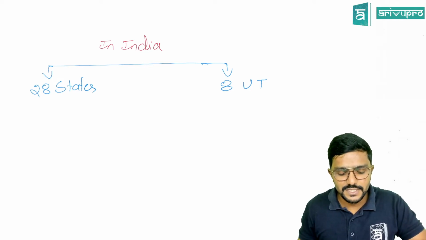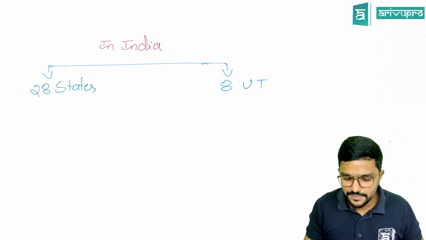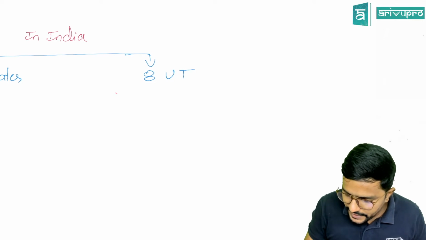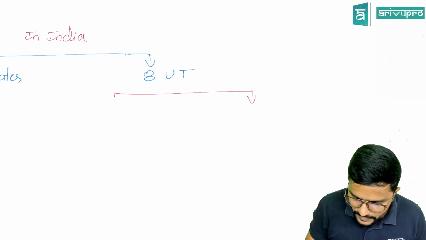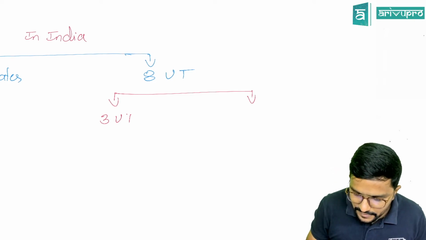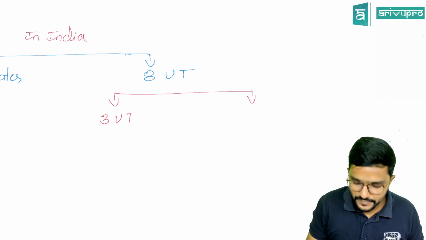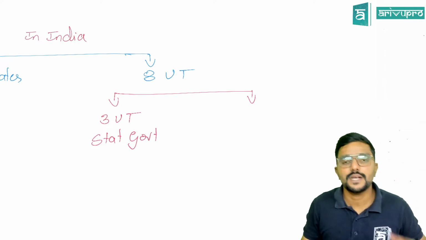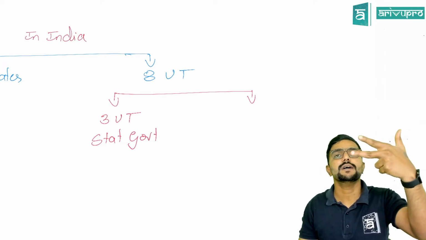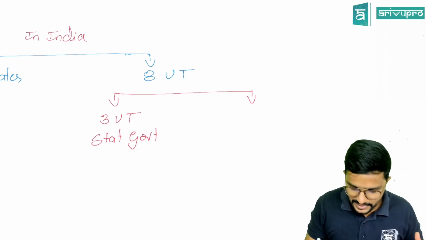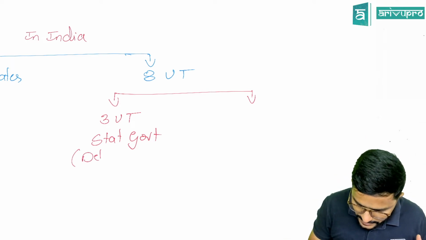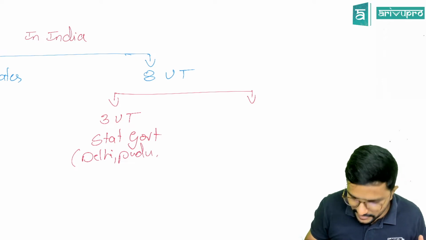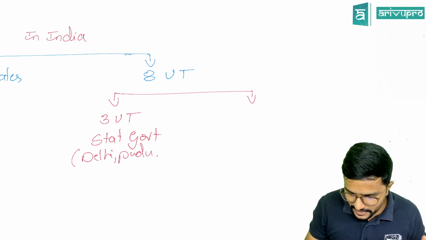But for GST purposes, these 8 union territories are divided into 2 parts. That is, 3 union territories which have their own state government. So they have their own state legislation or state government, that is Delhi, Puducherry and Jammu and Kashmir. Let me mention that also. Delhi, Puducherry, and one more is Jammu and Kashmir, J&K.